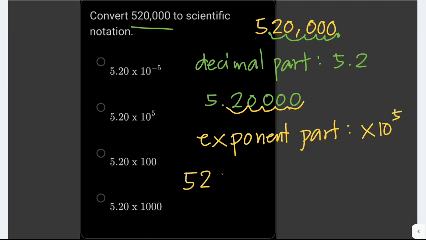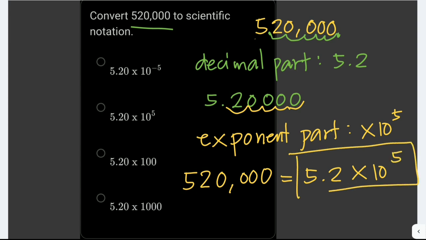Therefore, 520,000 can be written in scientific notation as 5.2 times 10 to the 5th. So the answer here is this one.